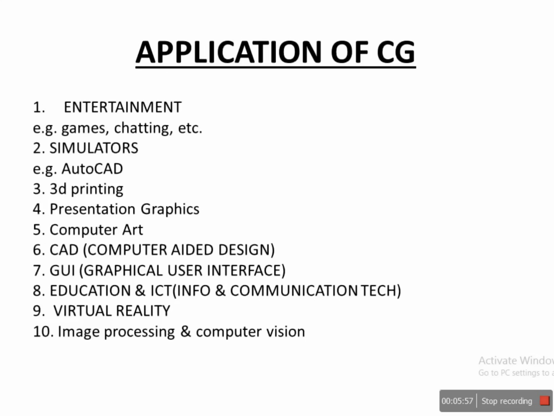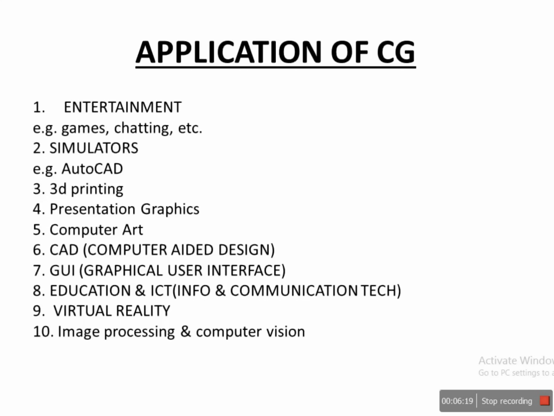ICT is information and communication technology. So basically nowadays we are using computer graphics even in education. For example, right now you're watching this video on YouTube. It is at the end a form of education that you're using it for. Information and communication technology. You can use Skype calls, you can use WhatsApp calls, you can send emojis. That is all the computer graphics that we are using.